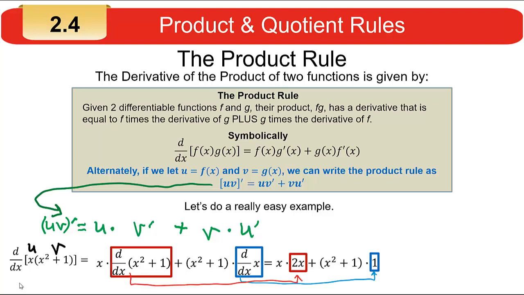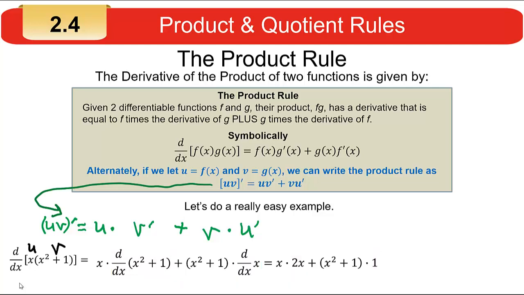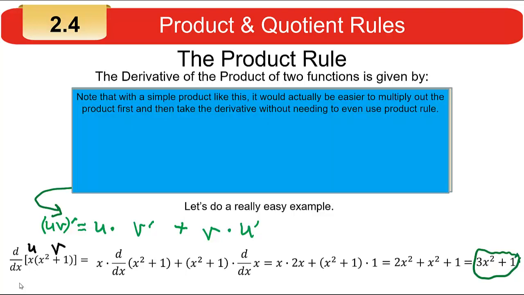The derivative of x squared plus 1 by the power rule is just 2x, and the derivative of x is just 1. So when you've simplified it, you get x times 2x plus the quantity x squared plus 1 times 1. Now, of course, you simplify that a little bit more, and you get 2x squared plus x squared plus 1, which is 3x squared plus 1. Very simple example of the product rule.